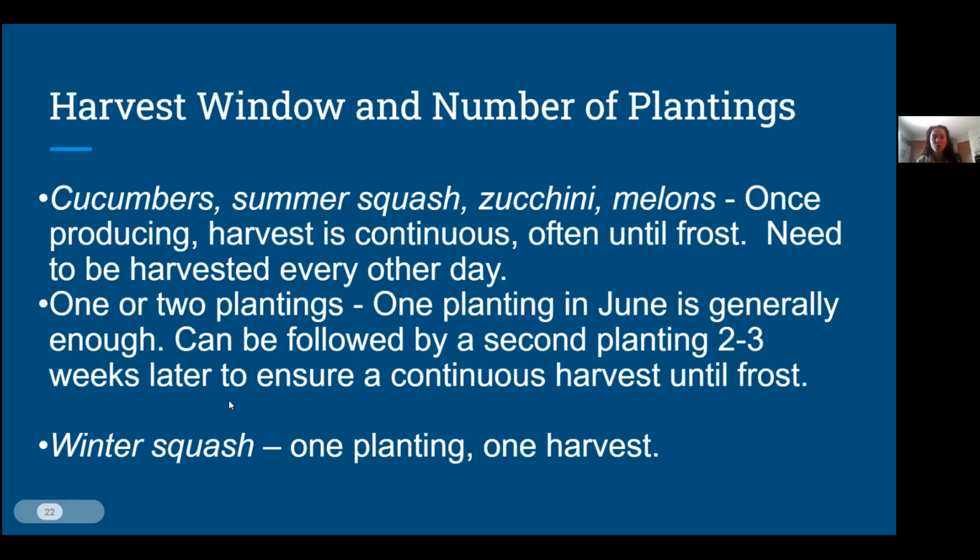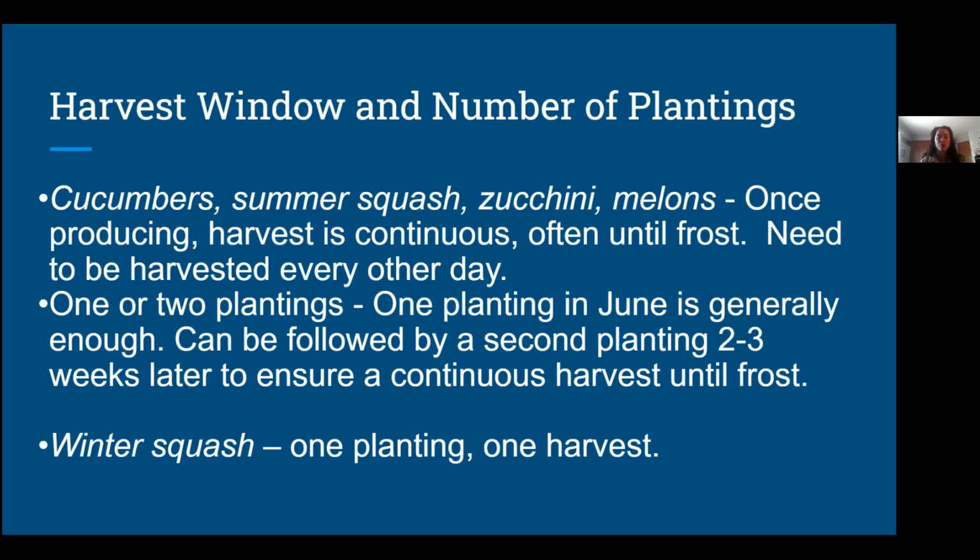And then the harvest window and number of plantings. So cucumber, summer squash, zucchini, and melons, they're going to be producing a lot. Once they're mature, they're just going to continuously produce throughout the season until the first frost. So you will be pretty much swimming in cucumbers and summer squash and zucchini if you are growing those crops. Because of this, they will need to be harvested every other day.